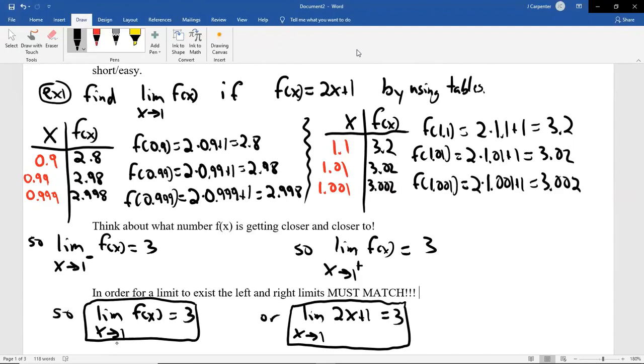So this was using tables, but we also could have done it by graphing. So I'll pull out a TI-83 for the next problem. Let me pause my screen for a second so I can get that.